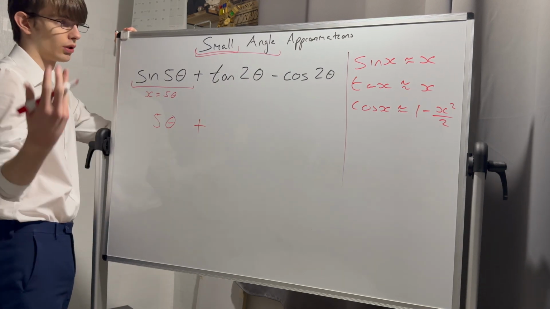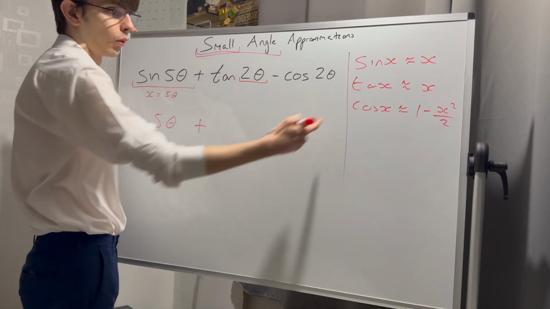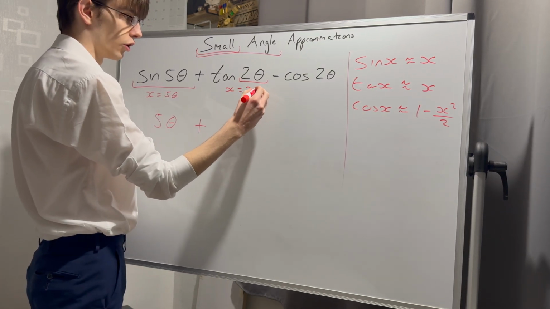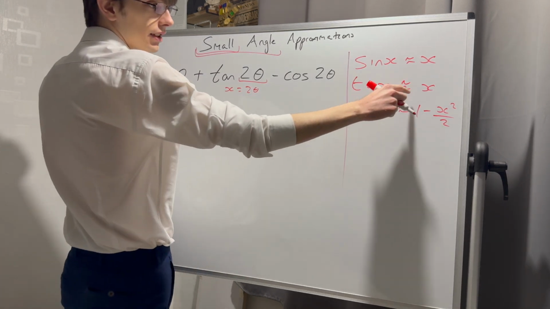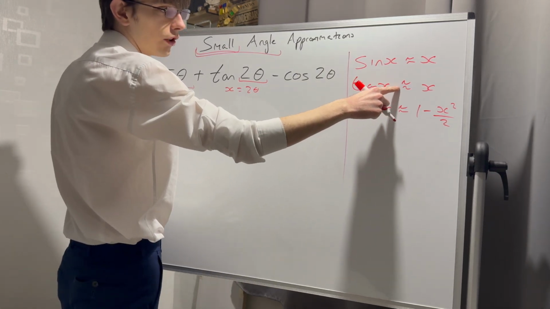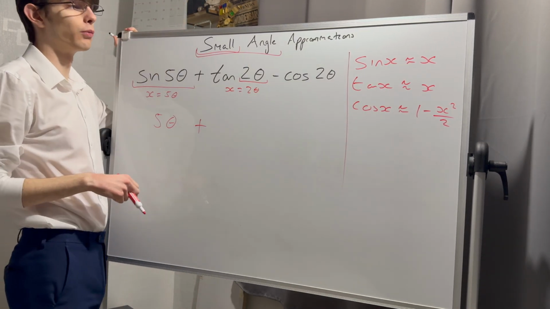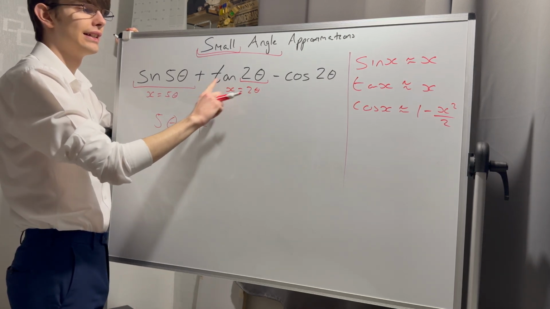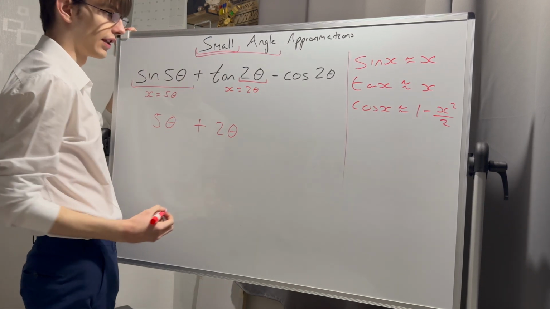Tan of 2 theta. Once again, what have I got going on inside here? 2 theta. What have I got here? An x. So x equals 2 theta. What do we know about the approximation of tan? Tan x is approximately equal to x. That's what these squiggles are, by the way. Don't know if I made that clear. I'm not just having a stroke when I write. These squiggles do mean approximately equal to, not equal to. Well, if x is 2 theta, tan of 2 theta is approximately equal to 2 theta.